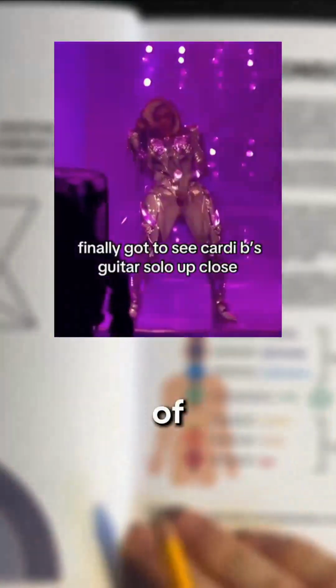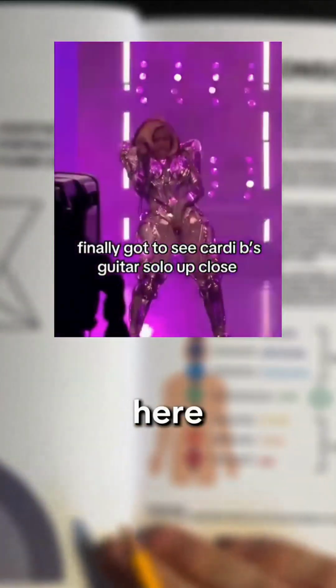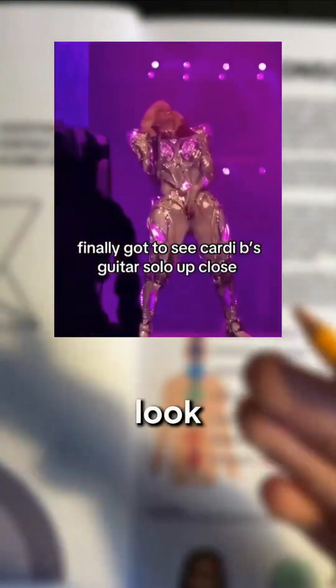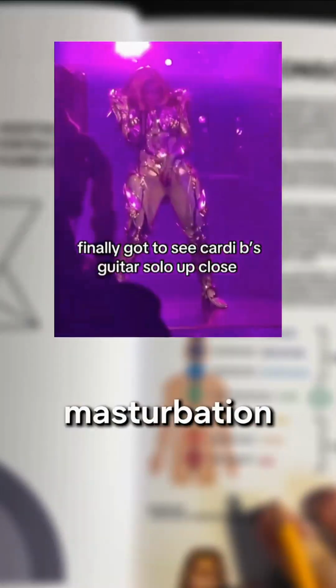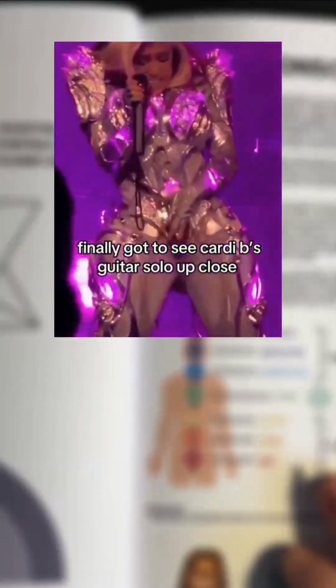The downfall of celebrities is finally here. We can see through all of their BS. Look at Cardi B promoting masturbation. There are kids watching this as well. It's sickening.